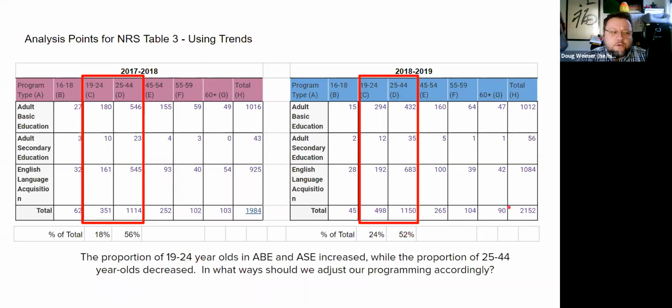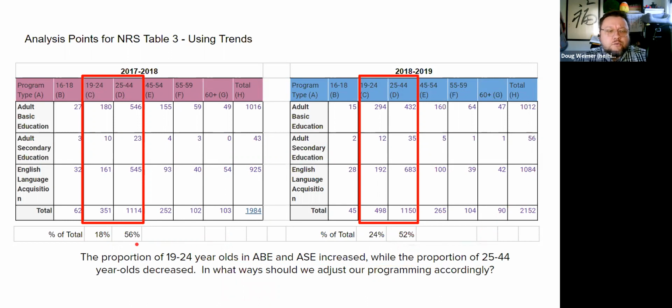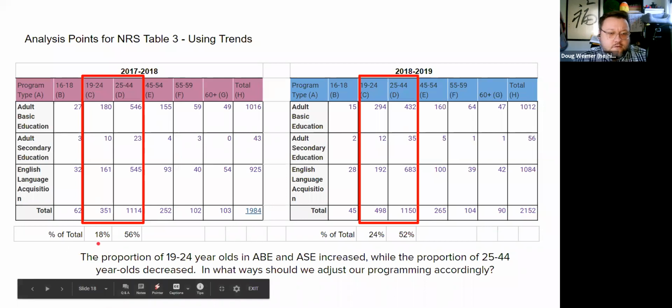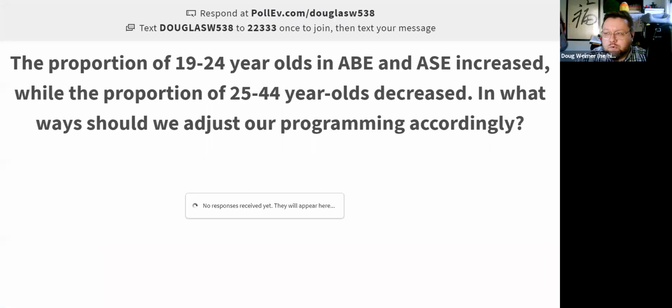So I have a question for you, and I'm going to ask you this in just a second. If we see the proportion of 19 to 24-year-olds in the ABE and ASE population increased, while the proportion of 25 to 44-year-olds decreased, what should we consider to adjust our programming? So once again, if we see that the 19 to 24-year-old group increased, but the 25 to 44 decreased, in what way should we adjust our programming? And so I'd like to ask you to answer that question now. So hopefully you didn't close your poll everywhere, but if you did, you can bring it back up again. I'd like you to give me just a few words on how you think we should adjust our programming.